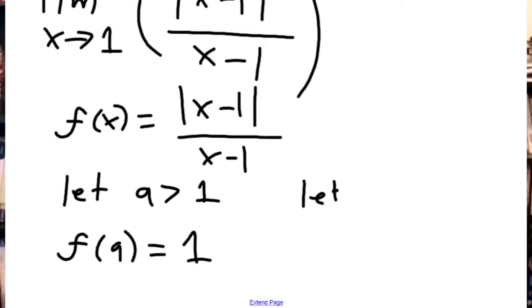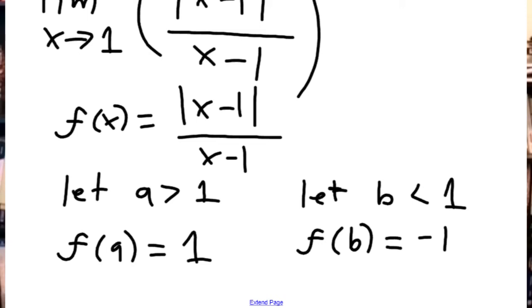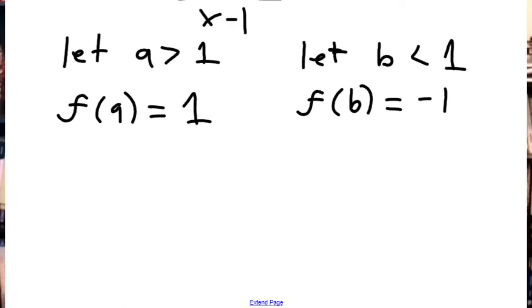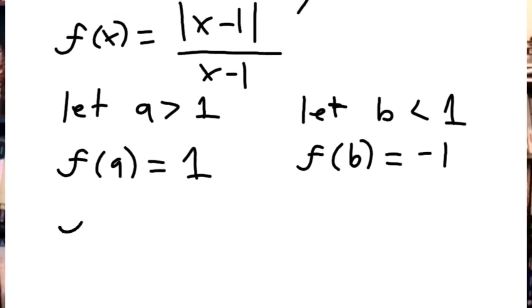And now let's say we let b be less than 1. So b is any number less than 1. Think of any number less than 1, plug it into this function and see what you get. The value is going to be negative in the denominator, but positive in the numerator because of the absolute value sign. So f of b is going to be negative 1 for whatever number you try. When the number was greater than 1, both top and bottom were positive, but here they weren't.